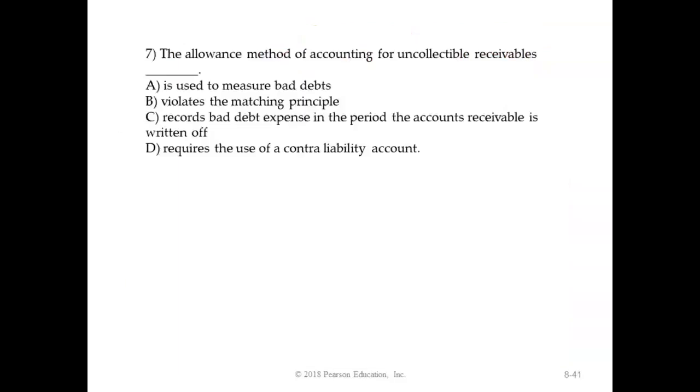Now, number 7, the allowance method of accounting for uncollectible receivables. The allowance method is used to measure bad debts. Is it A? B, violates the matching principle. No, it does not. C, records bad debt expense in the period the account receivable is written off. No, that's the direct write-off method. And D, requires the use of a contra liability account. No, it would be a contra asset account. So in this case, this one is A. A is the best answer of the bunch. The allowance method is definitely used to measure bad debts.